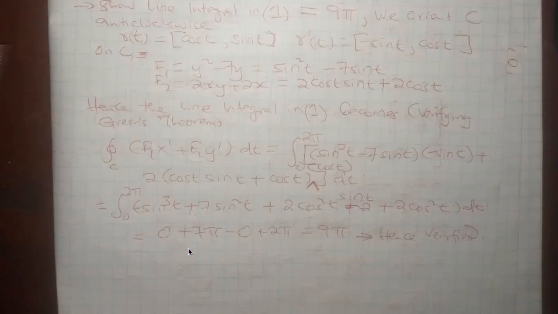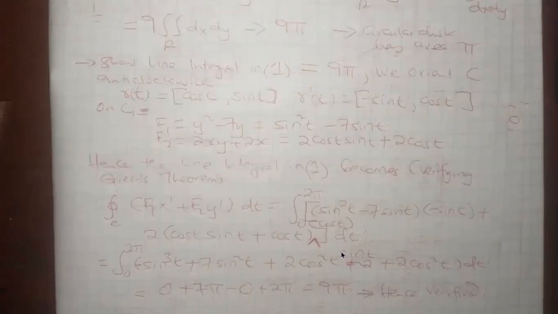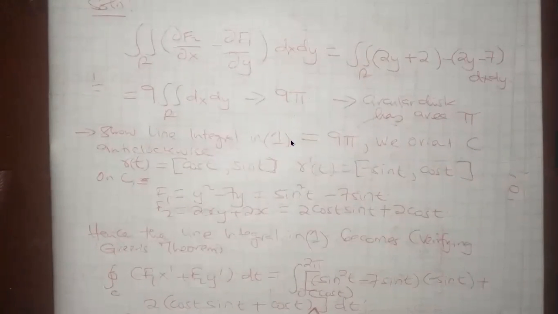And this is what you get, 0 plus 7 pi minus 0 plus 2 pi. So this 0 and 0 cancel out. Then 7 pi plus 2 pi, you get 9 pi. So to say that you are verified, you'll have 9 pi as our final answer here. Remember what we got when we integrated our initial equation here? We got 9 pi. So we have verified as per the instructions of the question.